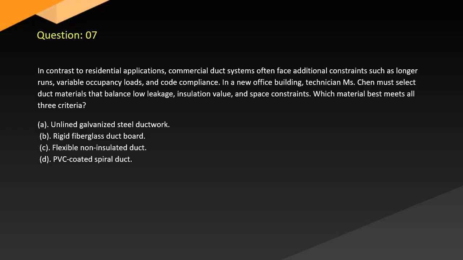Question 7. In contrast to residential applications, commercial duct systems often face additional constraints such as longer runs, variable occupancy loads, and code compliance. In a new office building, technician Chen must select duct materials that balance low leakage, insulation value, and space constraints. Which material best meets all three criteria?